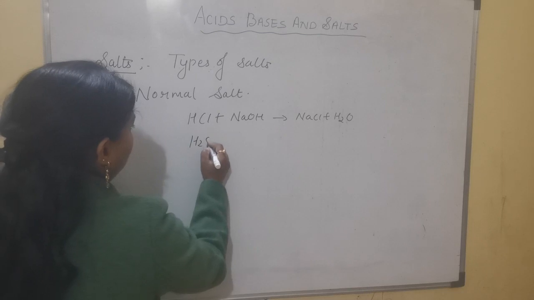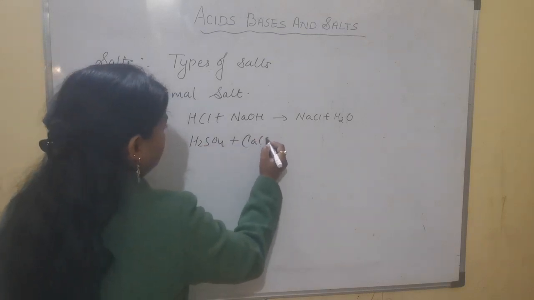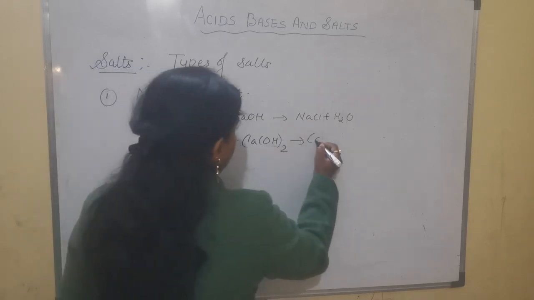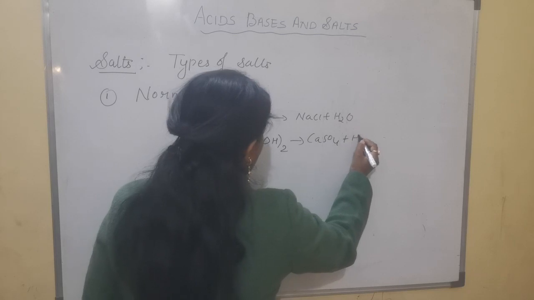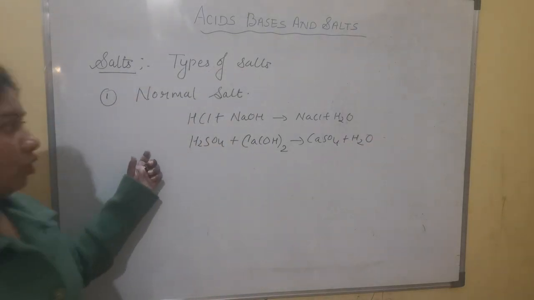You can take H2SO4, take another base, calcium hydroxide. You will get calcium sulfate as salt and water. So this is normal salt.